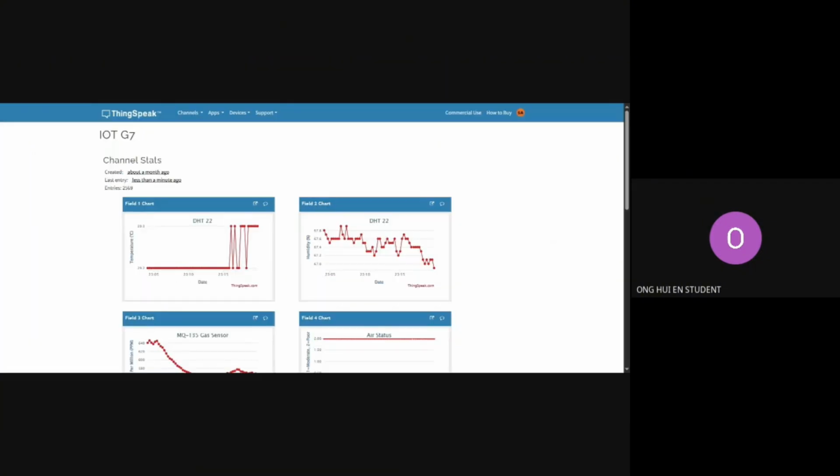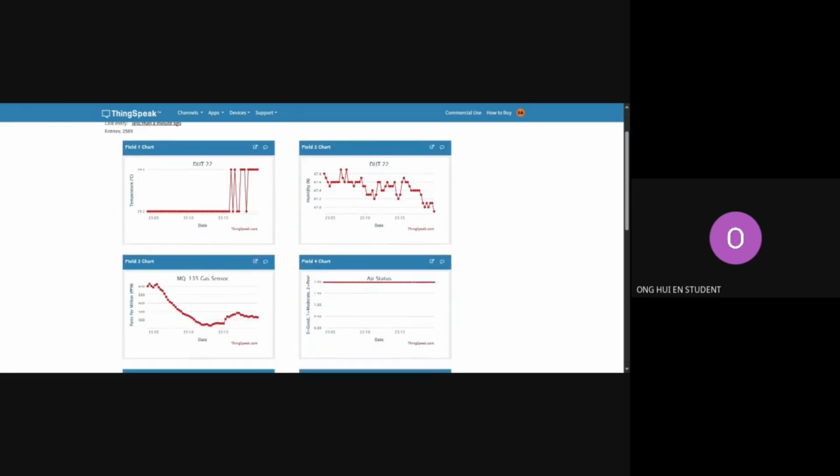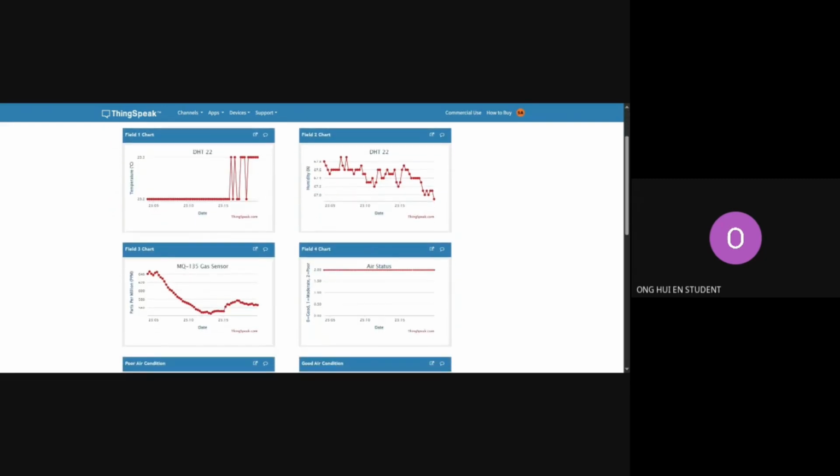This is the ThingSpeak dashboard, and these are the four mappings from the DHT22, which are temperature and humidity, and the MQ135 gas sensor and the air status.